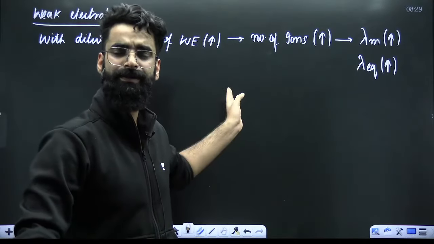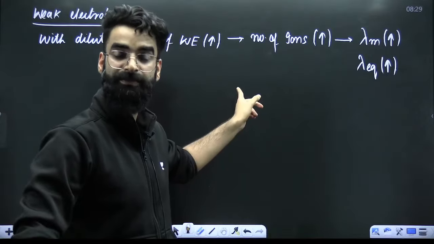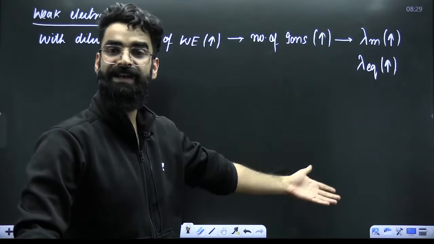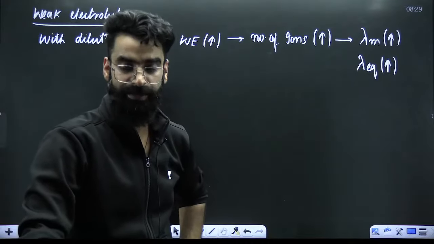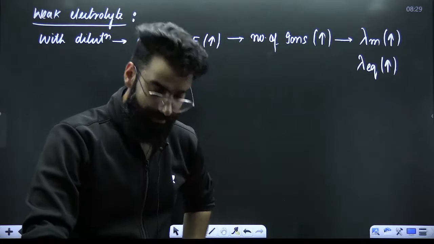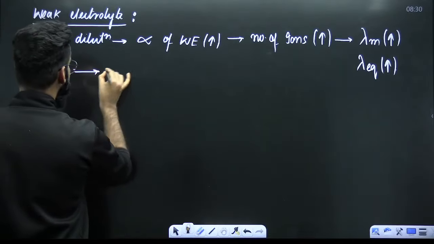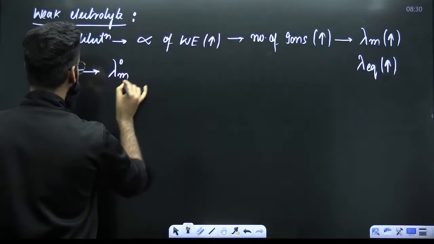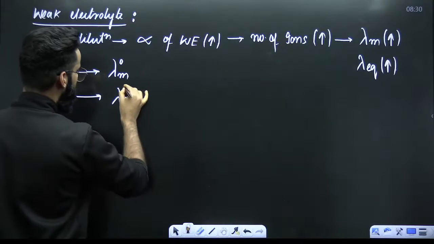So molar conductivity as well as equivalent conductivity of the weak electrolytic solution also increase with dilution. But the reason is different. The reason here is, as dilution is done, the degree of dissociation of the weak electrolyte increases, more ions will enter into the solution, and the more the ions, the more the molar conductivity as well as equivalent conductivity, right? Molar conductivity at infinite dilution is what you call lambda naught m. Similarly, equivalent conductivity at infinite dilution is lambda naught eq.